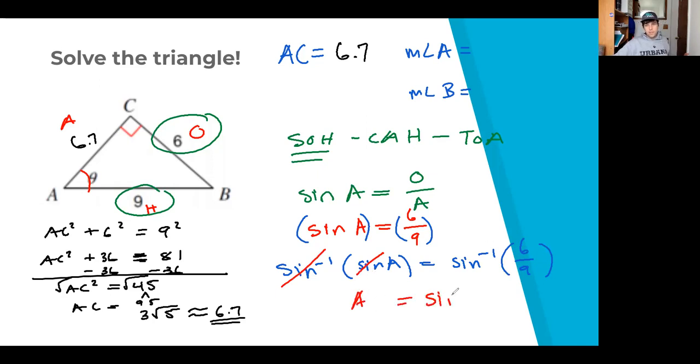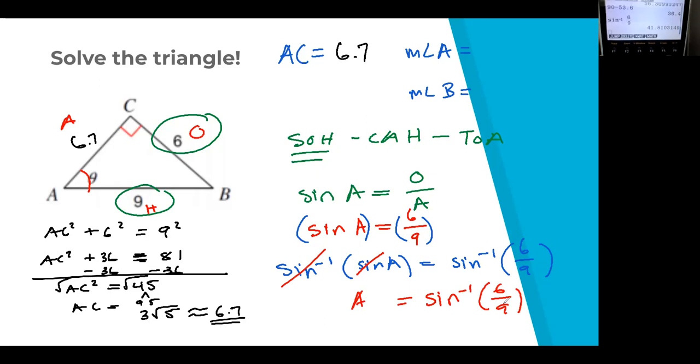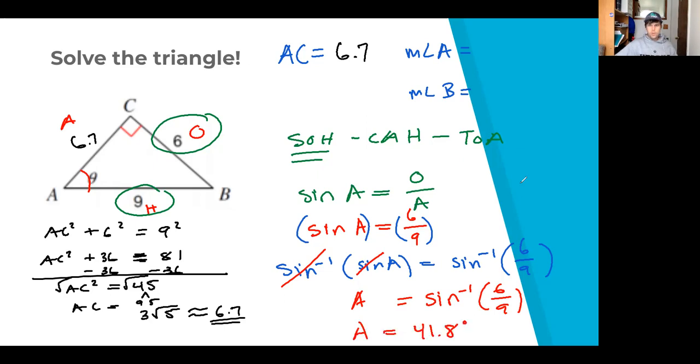And then on the right side here, we do need to evaluate this using our calculator. So I'm going to go ahead and use my calculator here to do it. But, you know, Desmos calculator works great. So there we go. That's the answer I'm getting, 41.8 degrees. So that's this one right here.